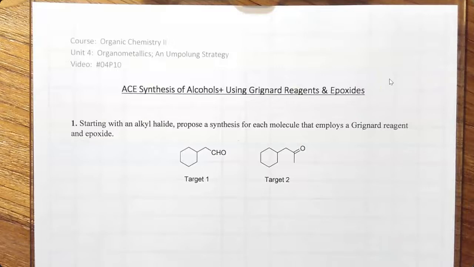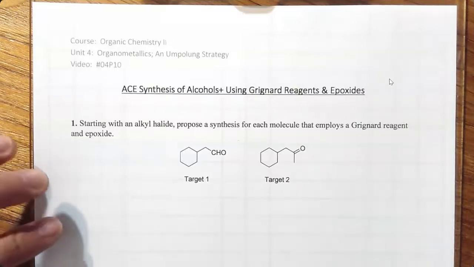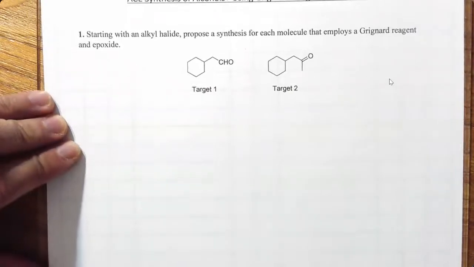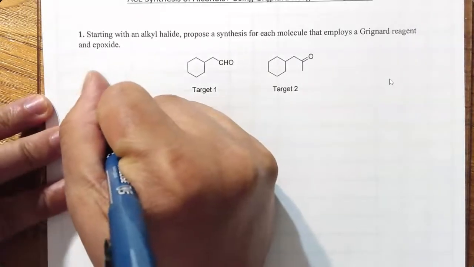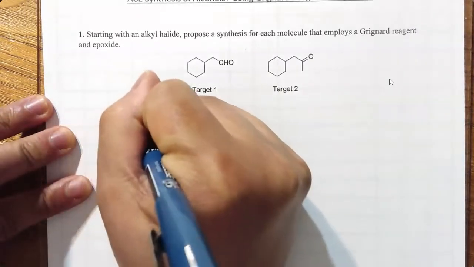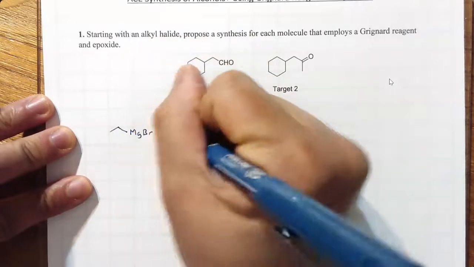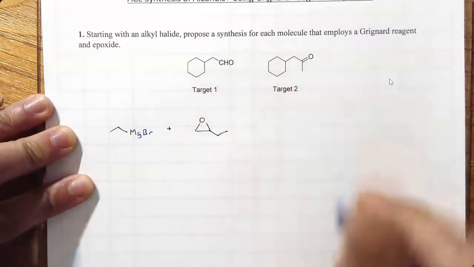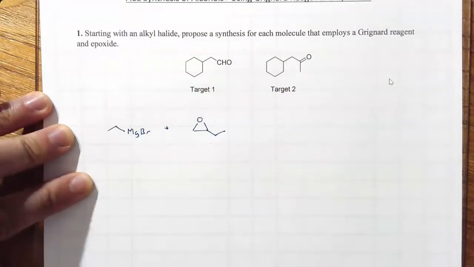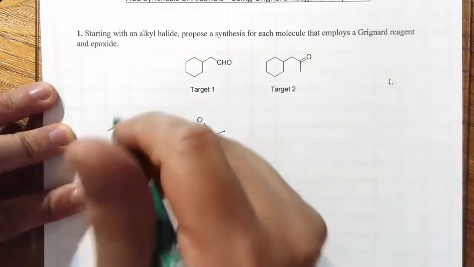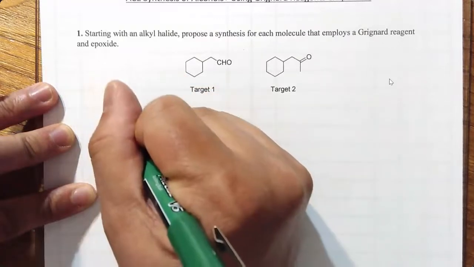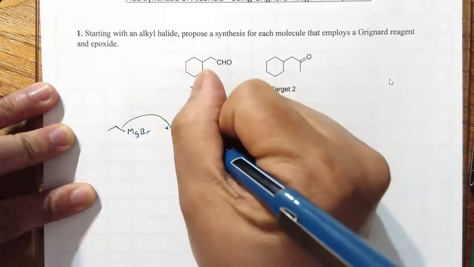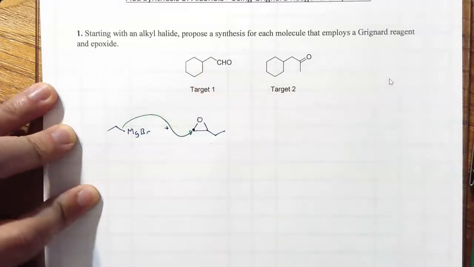Before we get started with this problem, let us do a quick review of Grignard reagent plus epoxide. Let's say we take this Grignard reagent here, plus an epoxide. Let's make this epoxide asymmetrical. And I know this problem is not concerned with the mechanism, but I just want to show you where this oxygen ends up when we look at the mechanism.